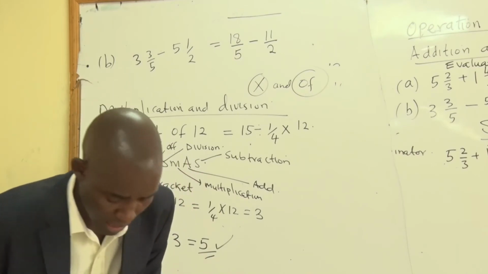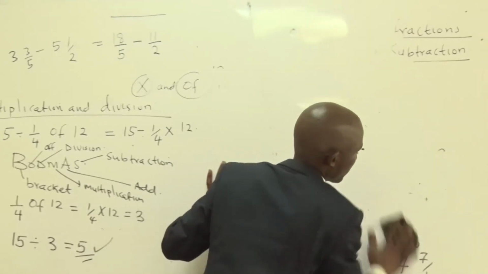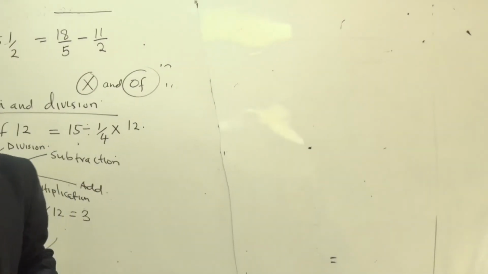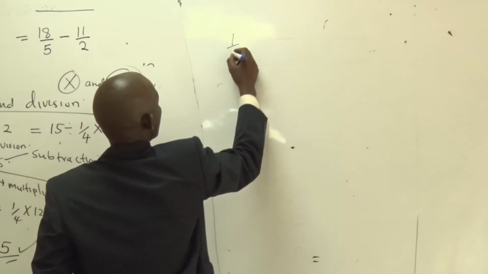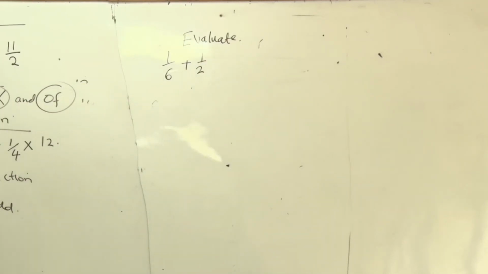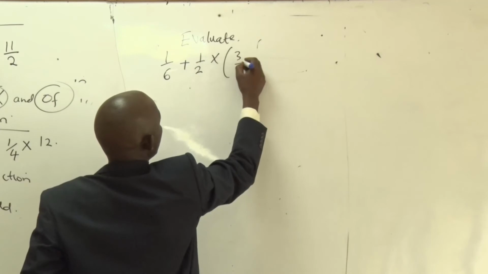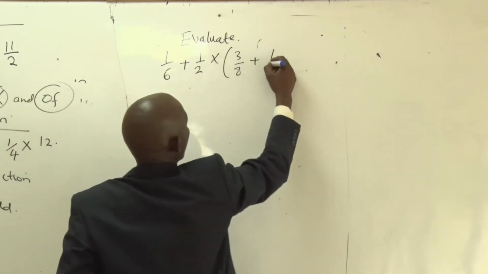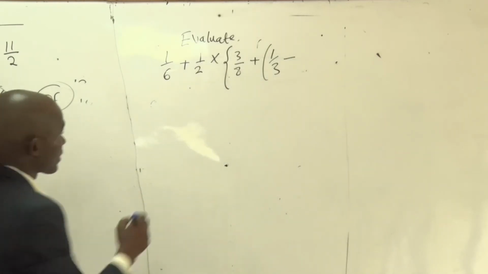We will move ahead and look at another example. You can be given a question of this kind, whereby you are told to evaluate 1/6 plus a half, multiplied by 3/8 plus a third minus a quarter.